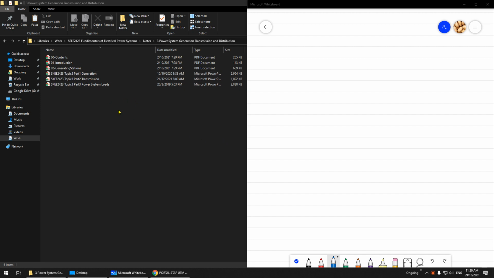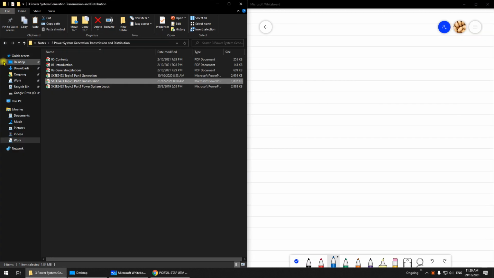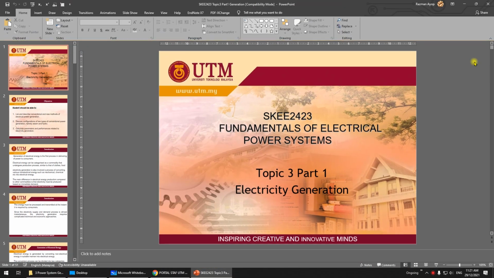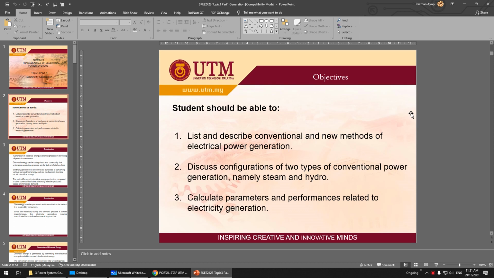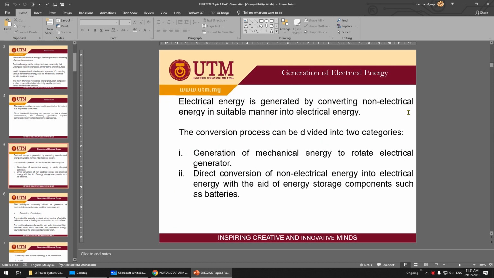So as I mentioned before, test 2 only covers 3.1, the generation, and 3.2, the transmission part. So I will focus on the first part first, the generation. For the generation, of course, you need to focus on the theory. So what types of generation do you need to know?